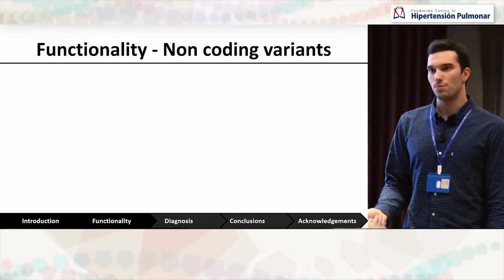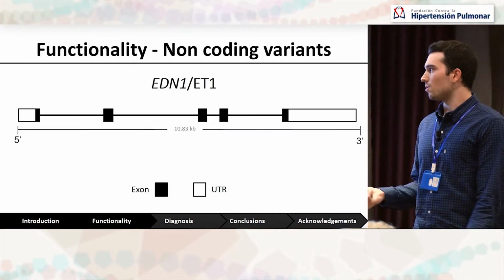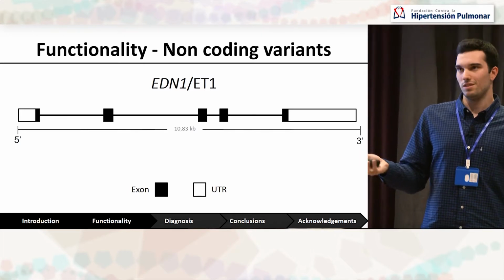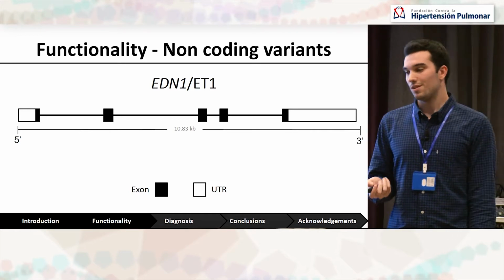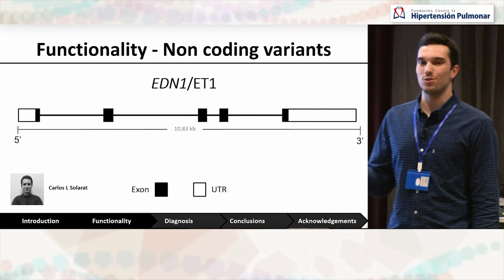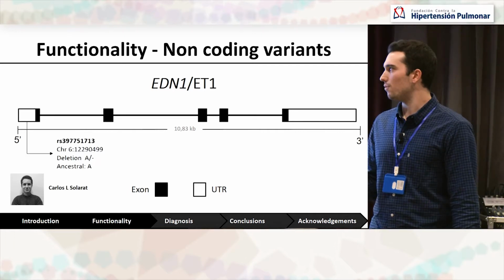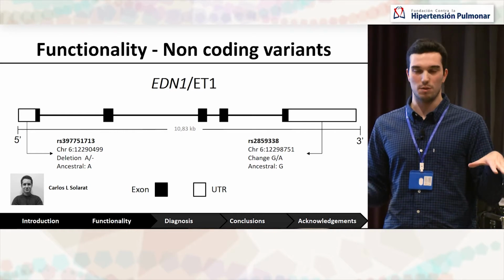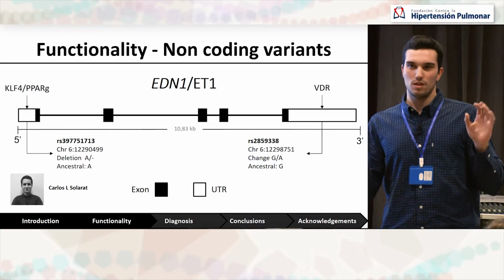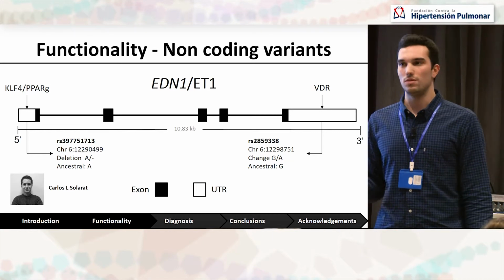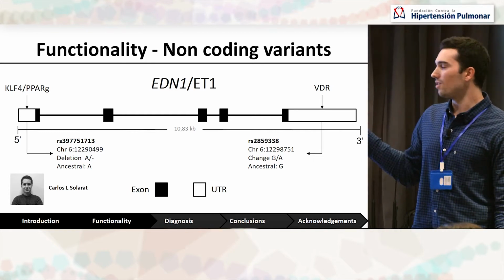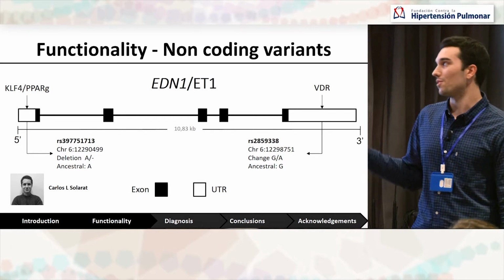But I want to speak about other types of mutations, like non-coding variants in other places, in this case promoters or UTR regions. We have been working with the endothelin gene, which is not a causal gene for PAH, but it may be only a modifier. I've been working with Carlos Lopez Solarat from our lab, and we first screened the promoters and found two common SNPs. After an in silico analysis, we found that maybe these SNPs were tweaking the binding of some transcription factors like KLF4 and PPARG in the 5' and VDR in the 3', the vitamin D receptor.